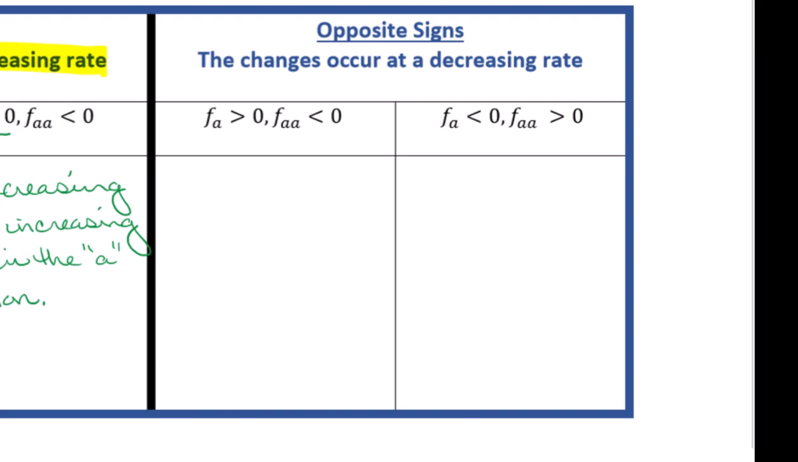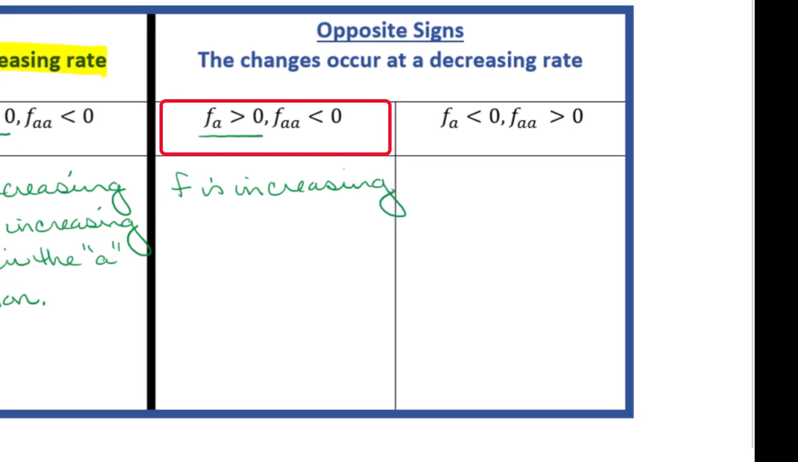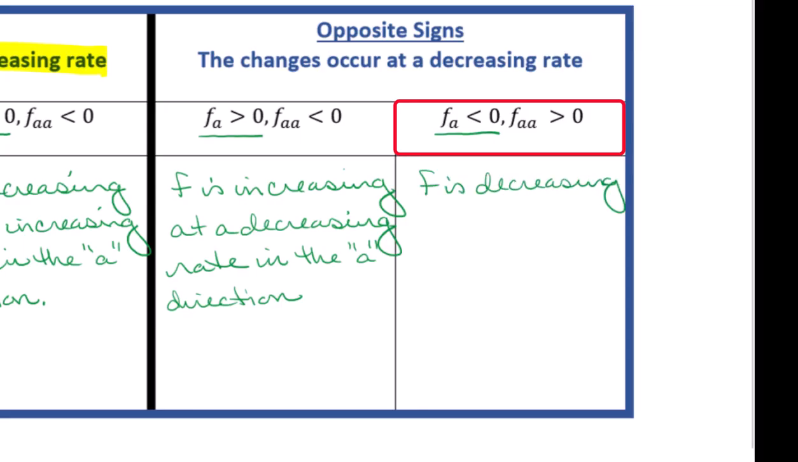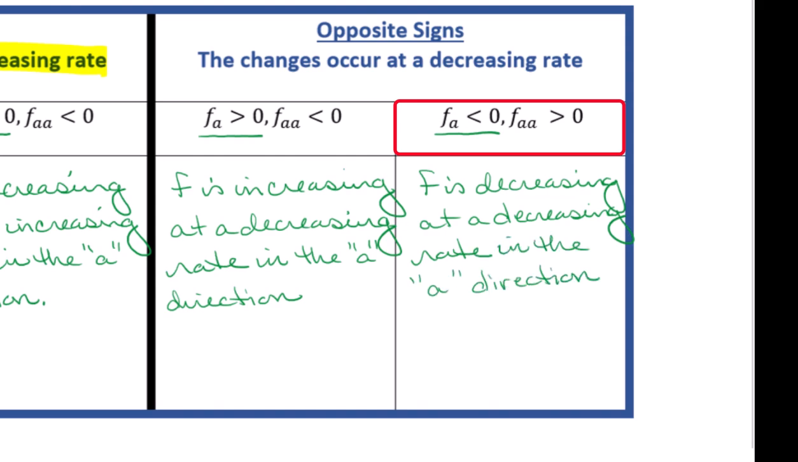Well, then the changes occur at a decreasing rate. So if the first order derivative is positive, f is increasing. But because the second order partial derivative has the opposite sign, in other words, it's negative, then f is increasing at a decreasing rate in the a direction. If the first order derivative is negative, then f is decreasing at a decreasing rate in the a direction.